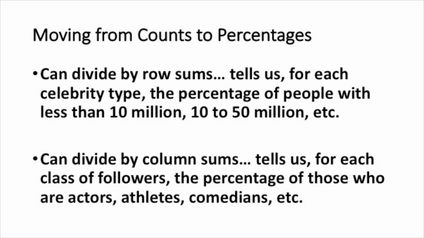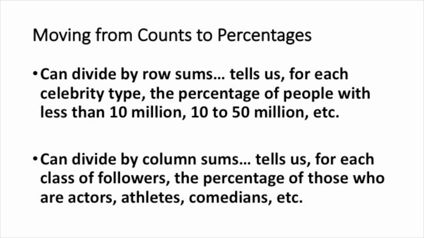So there are a couple ways to move from counts to percentages. The first approach is that you can divide the count in each cell by the row sums. And that would tell us, for each celebrity type, the percentage of people with less than 10 million, 10 to 50 million, and over 50 million Instagram followers. A second approach is that we can divide the count in each cell by the column sums. And that would tell us, for each class of followers, the percentage of those who are actors, athletes, comedians, etc.